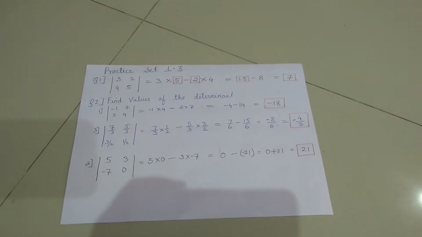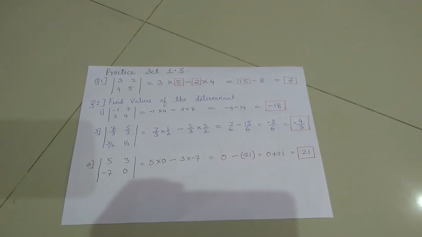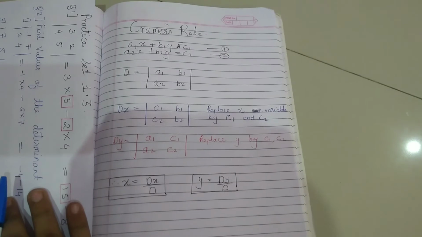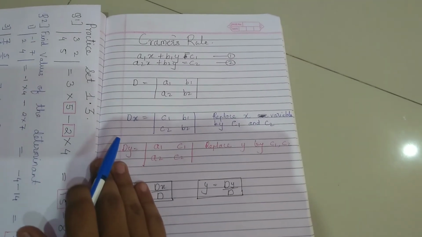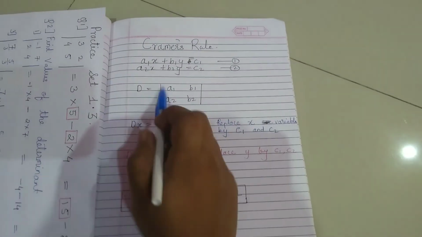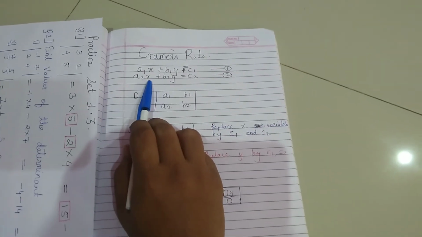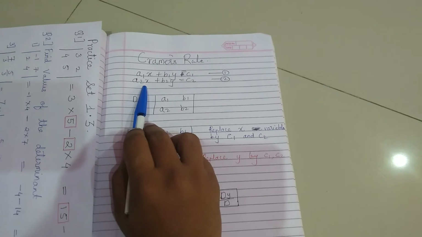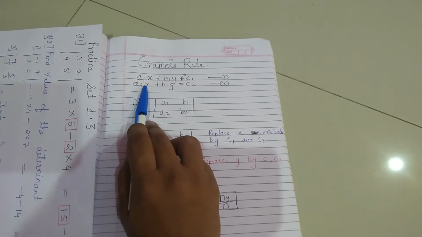Now let's quickly go through the next topic, Cramer's rule. Just quickly learn the basics of Cramer's rule. There are two equations: a1x plus b1y is equal to c1, and a2x plus b2y is equal to c2. These are the two equations.